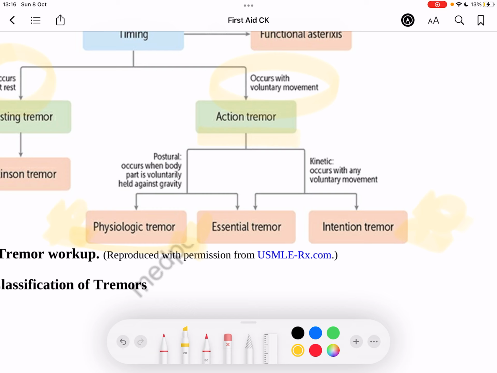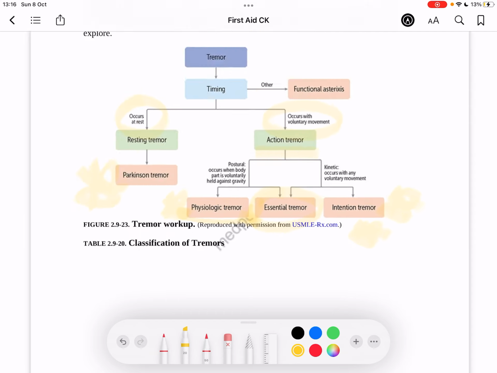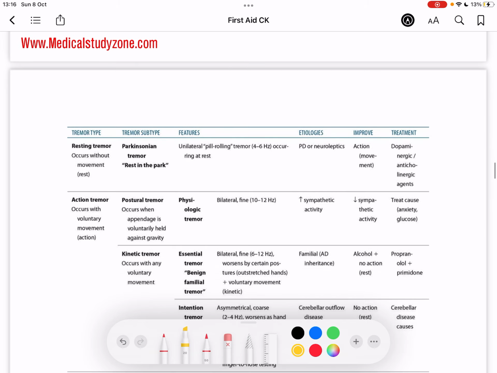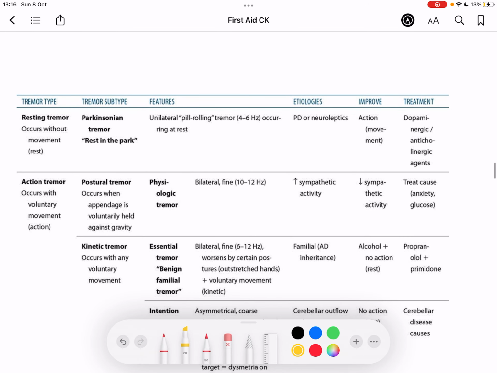Whereas the intention tremor is usually associated with cerebellar disturbance, okay? And then essential tremor is an actual condition, and we're going to discuss these in more detail. So, as I've already said, my resting tremor, this is where the tremor occurs without movement, so it's at rest. It's often described as a pill rolling tremor, which happens at 4 to 6 hertz. We've discussed this already. A Parkinsonian tremor can occur with Parkinson's disease or neuroleptics, normally things like haloperidol, and it improves with movement, okay? And the treatment for this is usually going to be an anticholinergic agent or a dopaminergic agent.